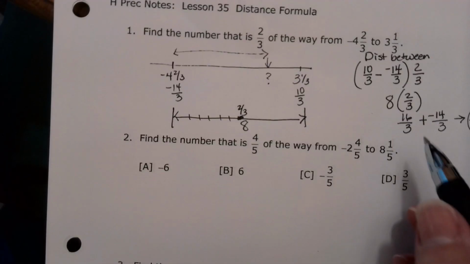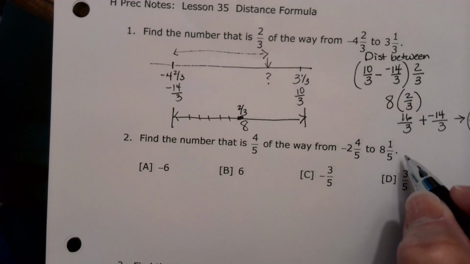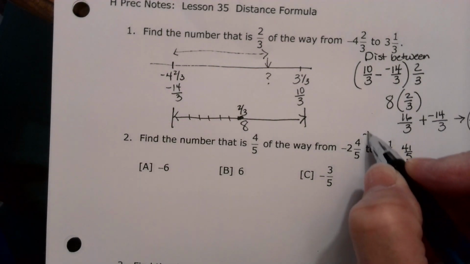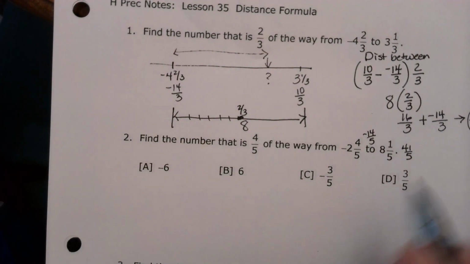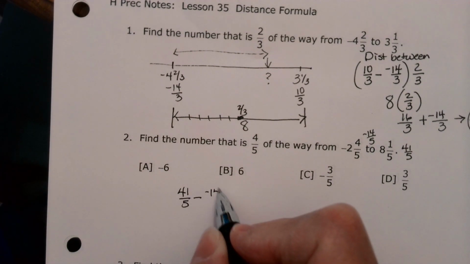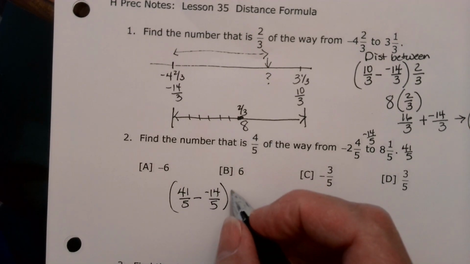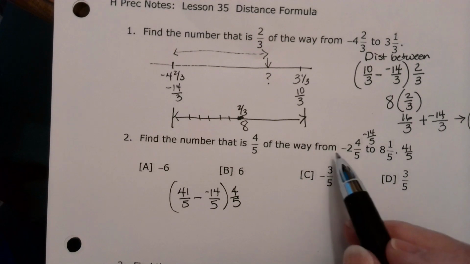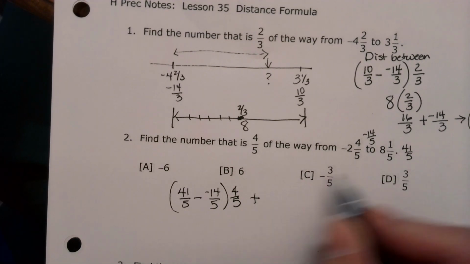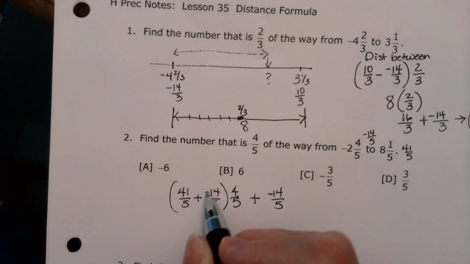So again, I'm going to find the distance between them. Again, you have to have these in improper fractions. So this is going to be 41/5, and this is going to be -14/5. So take the larger number minus the smaller number. Find out how far you want to go. You want to go 4/5, so multiply it times that. It says from this to that, so starting here, we're going to add it back to the number we're starting at. So this is going to become plus a positive.